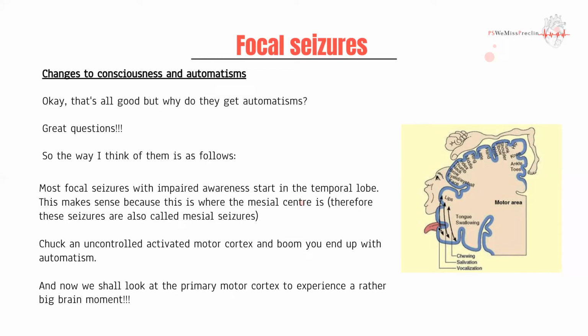So an automatism basically is a burst of electric activity in the motor cortex plus someone whose mesial center you hit, so they have impaired awareness. So now they're moving their tongue, they're moving their eyes, they're moving their lips, but they have impaired awareness because you've also hit out the mesial center, which conveniently enough is in the temporal lobe.